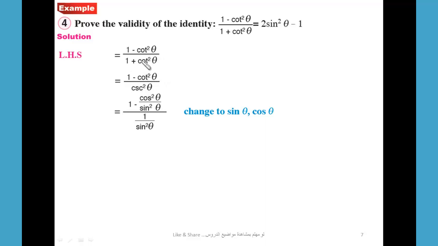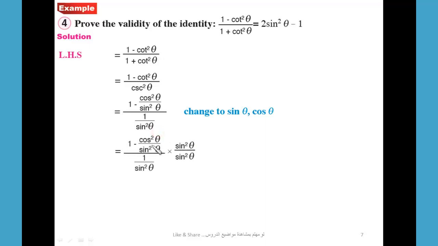You have to memorize and you must deduce this. You must know how to deduce these rules. 1 plus cotangent square equals cosec square. But cotan equals cosine over sine. So cotangent square theta equals cosine square theta over sine square theta. What about cosec square? Cosec square theta equals 1 over sine square theta. Always we try to change any function to sine and cosine.